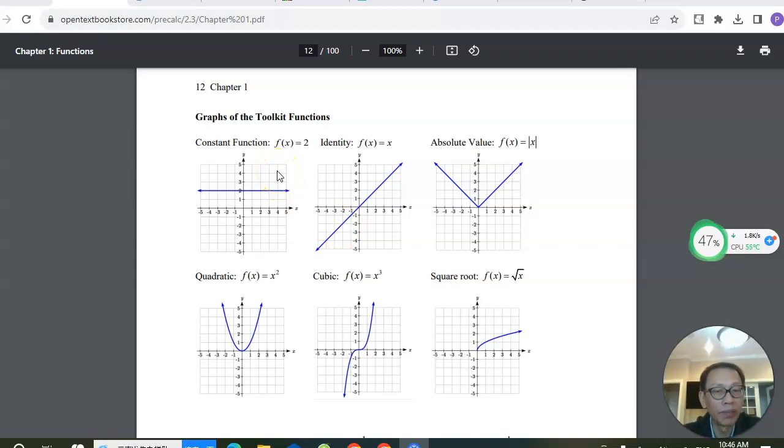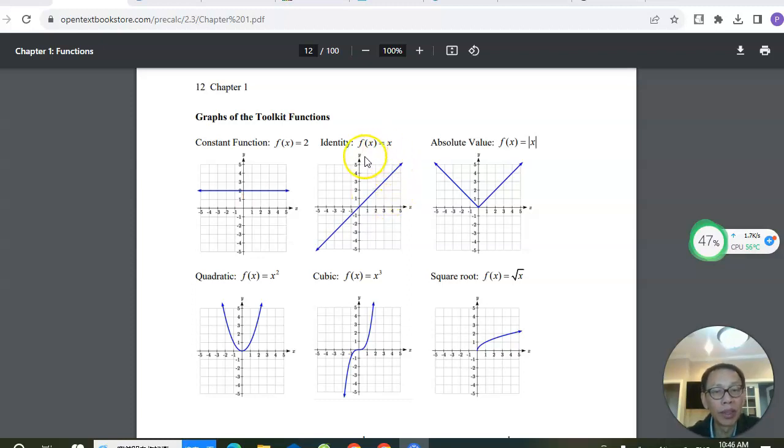The constant function f of x equals 2. That means no matter what x is, y always equals 2. You can say x equals 1, y equals 2. x equals 3, y equals 2. x equals negative 3, y equals 2. That means this whole line, you can see me. So this is a constant line parallel to the x-axis because y is always equal to 2. That's how I understand the function f of x equals 2, because this is a constant function.